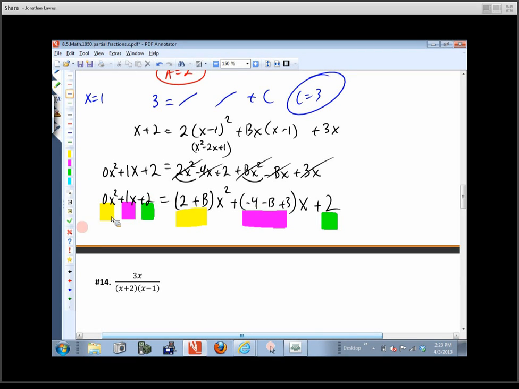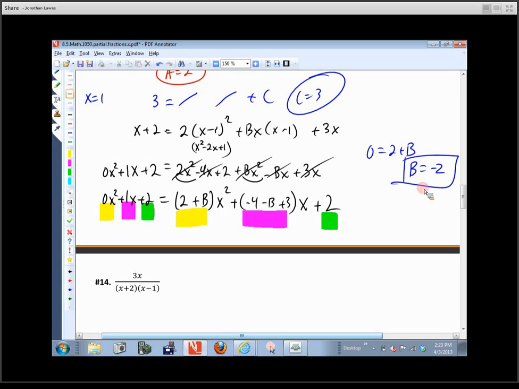So, take a look at these other things. If this is the x squared term over here and this is the x squared term over here, shouldn't the coefficients be equal to each other? So 0 equals 2 plus b, right? What does b equal? B equals -2. Now, we're done finding a, b, and c. So there is a b. It's a darn good thing we saved a place for it because b is -2.